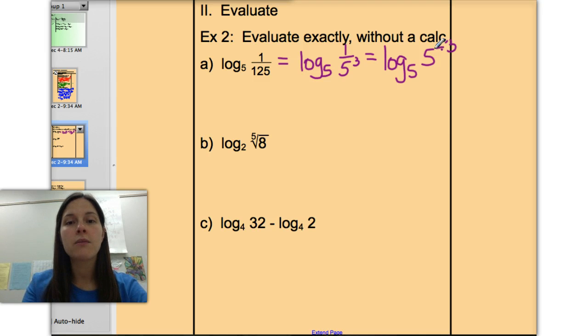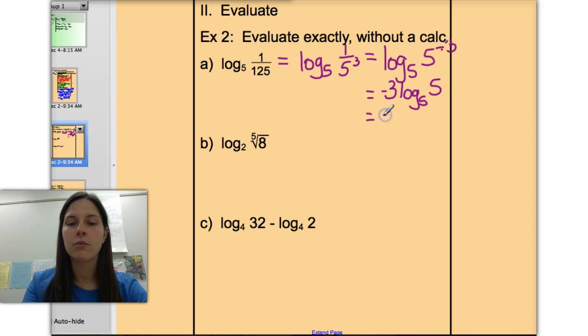I'm going to do one more step just to use the properties of logs and show you maybe why this works. Using the power rule, bringing that negative 3 out front, and then log base 5 of 5 are inverses, so those would cancel each other out, leaving us with 1, and negative 3 times 1, of course, is negative 3. Our next example, we've got log base 2 of the 5th root of 8.